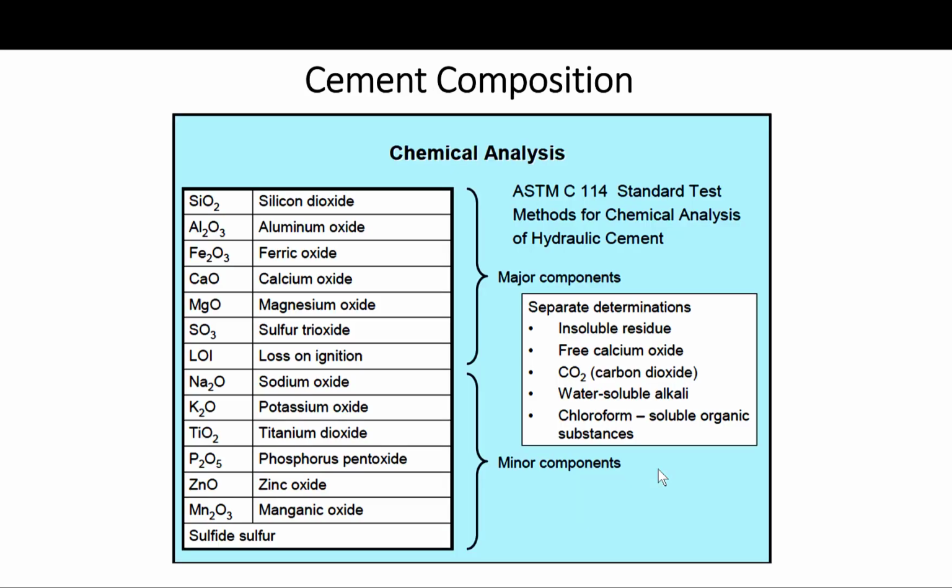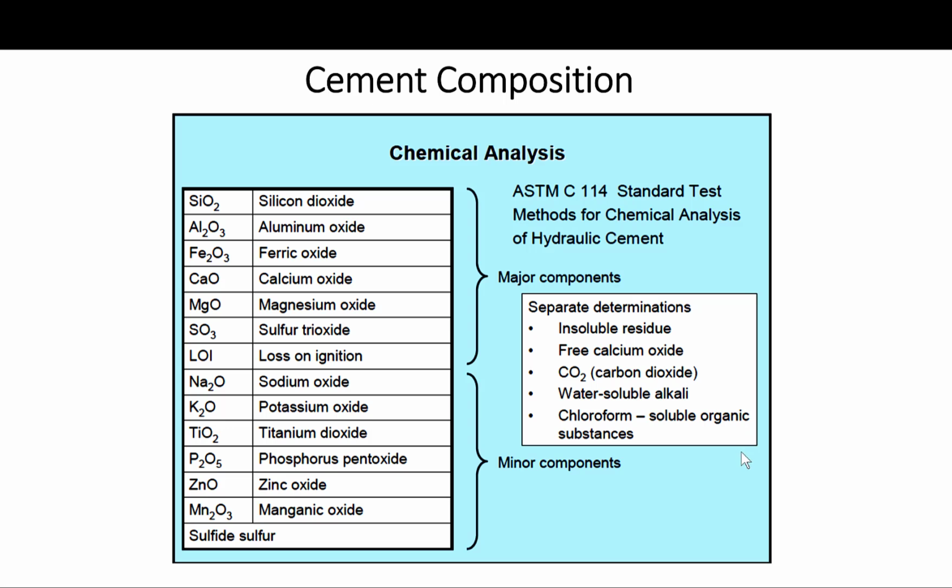Here we show the result of a typical oxide analysis of a cement. As we see here, the major oxides and minor oxides right here. These are the major oxides, some minor elements, present right here. Other minor components are shown, as I said, and are reported through separate determinations typically.